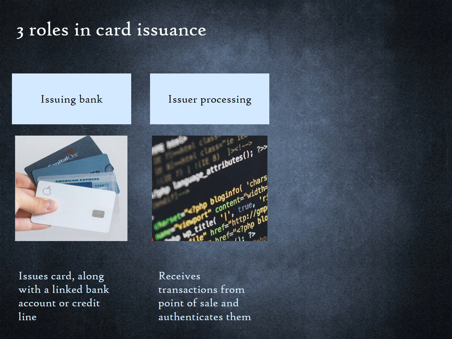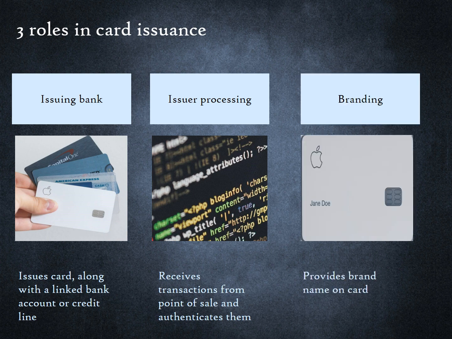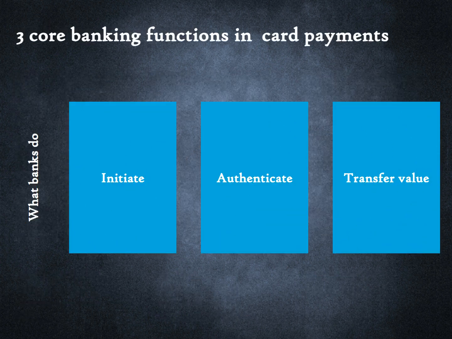The issuance of a card with a linked bank account or credit line can be done by a bank while the issuer processing is done by a fintech. A third role in card issuance is that of a brand sponsor. An example is the store on a private label credit card. So far, we learned about initiation and authentication steps.